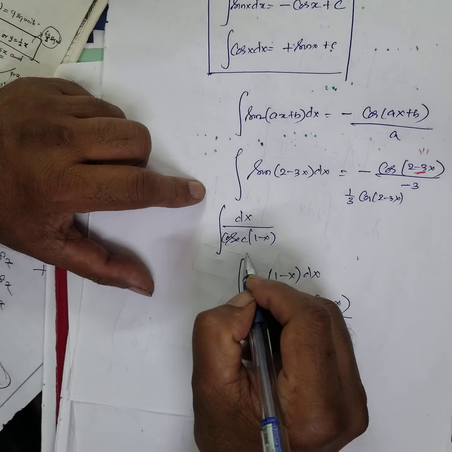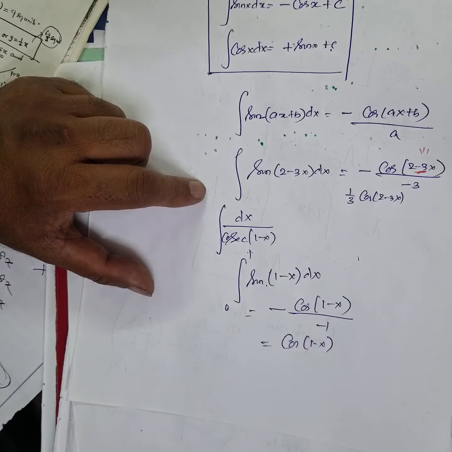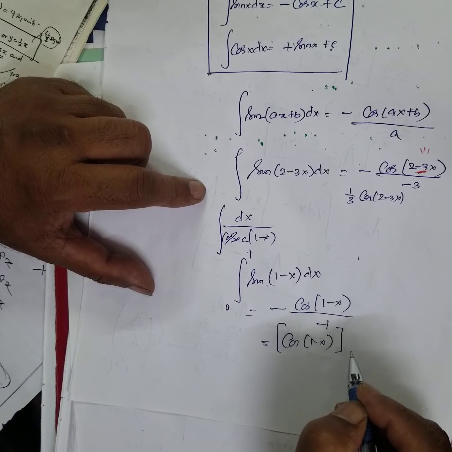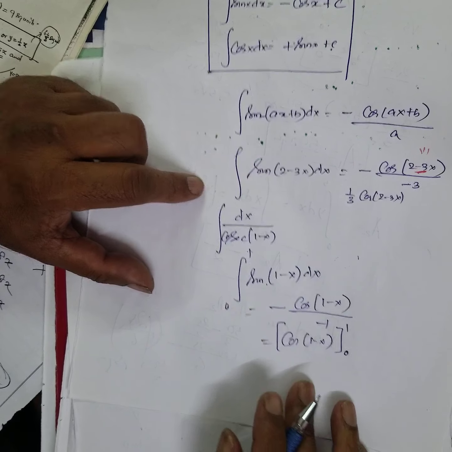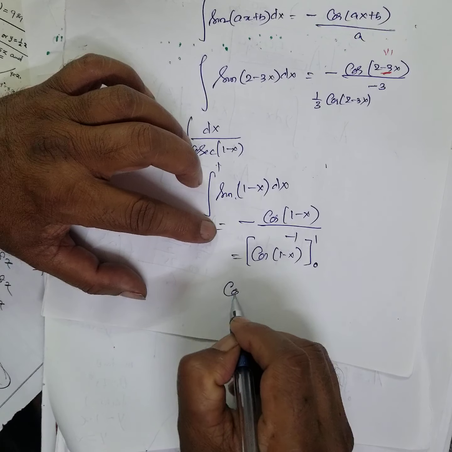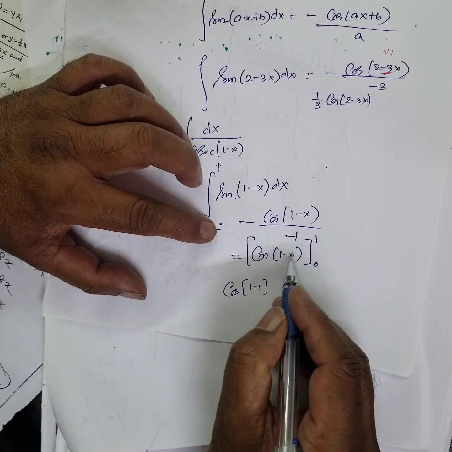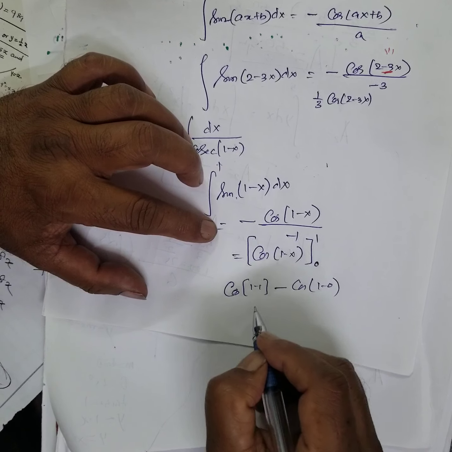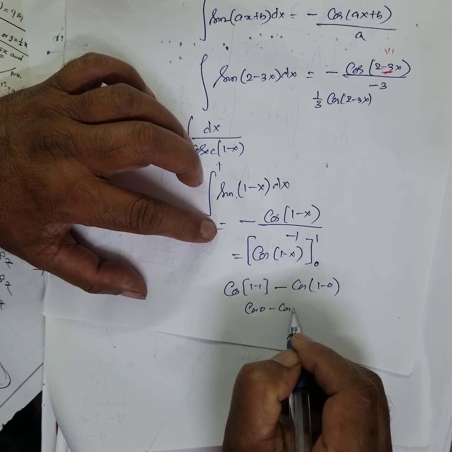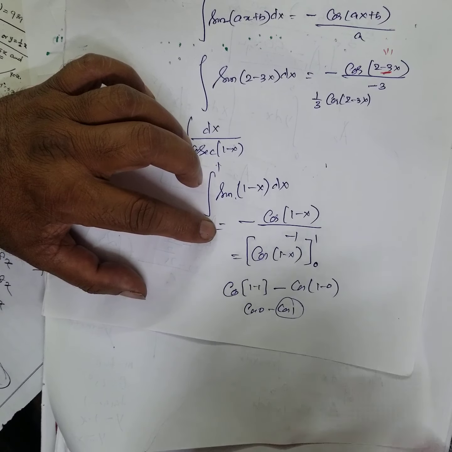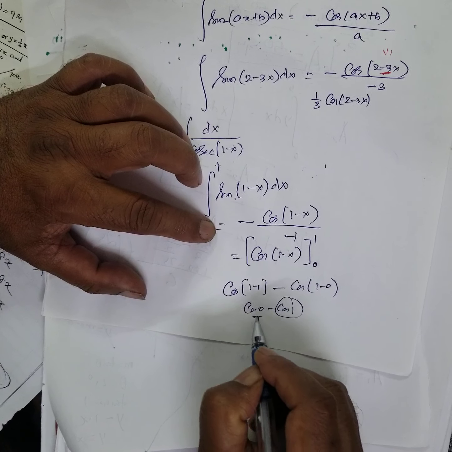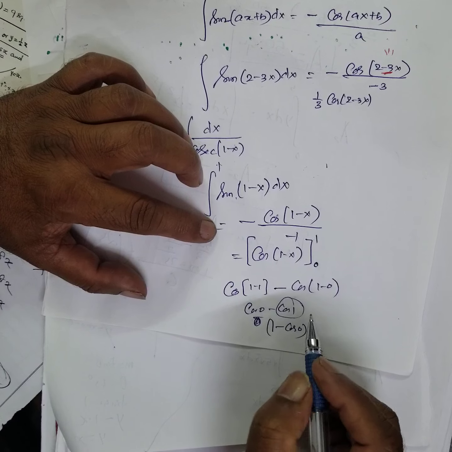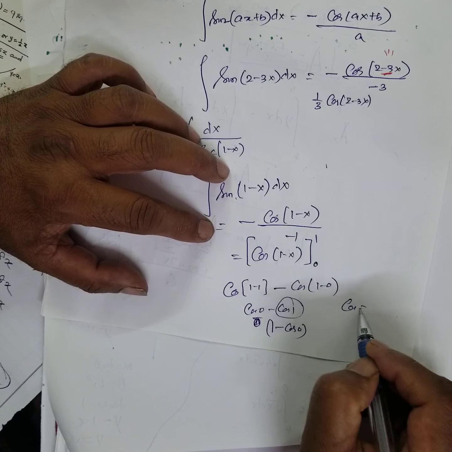Suppose 0 to 1 they give, what will you do? You have to put the upper limit and lower limit, right? 0 to 1. Therefore, what? Here cos(1 minus 1) minus cos(1 minus 0). Here it was cos 0 minus cos 1. Cos 1 is cos 1 only, but cos 0 is what? 1. So, cos 0 minus cos 1. Remember, cos 0 is 1.